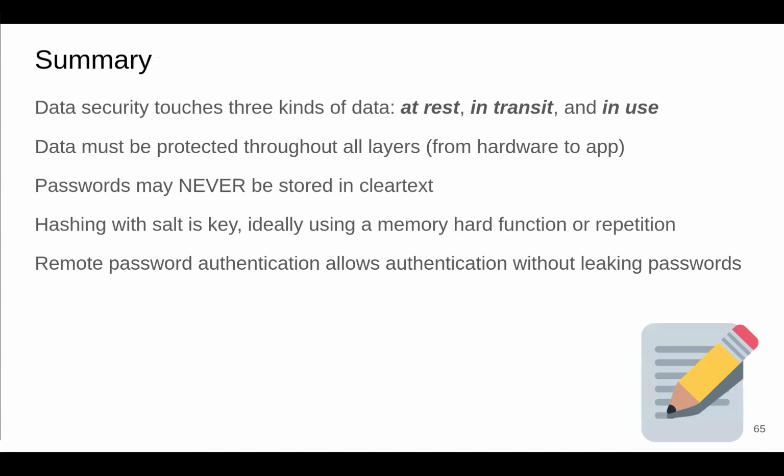Let me summarize. Data security touches 3 kinds of data. We've covered a fair bit of information this class, combining different aspects from the previous 2 classes. Data security looks at data at rest, in transit, and in use, and we need different kinds of primitives for all these different types of data. As we are walking through the different layers, the data must be protected through all of them, from the hardware at the lowest level to the application on top and to the user management.